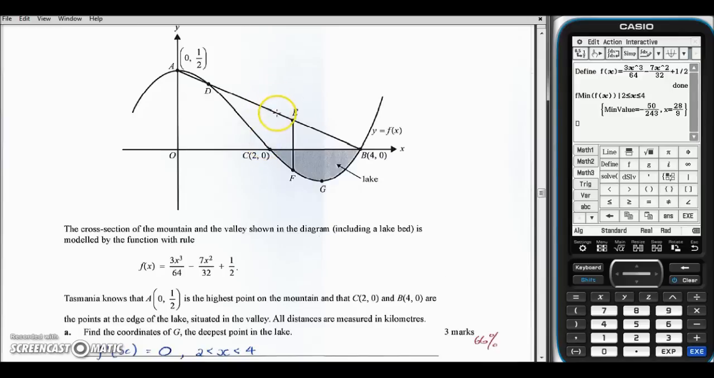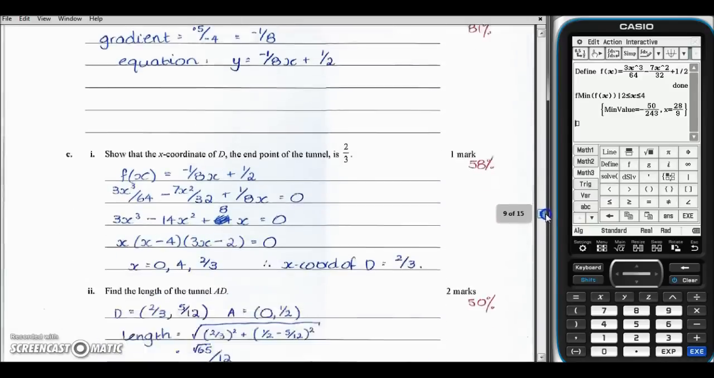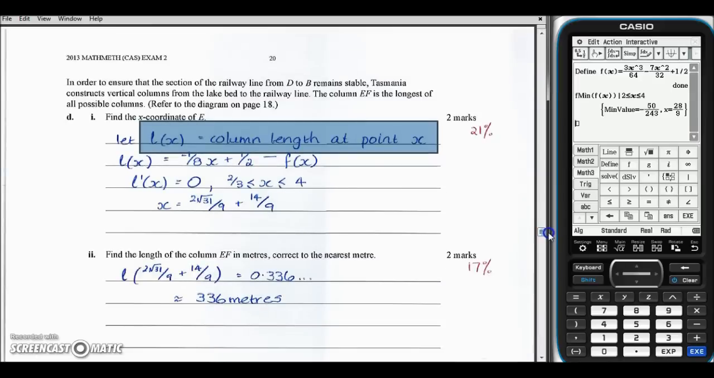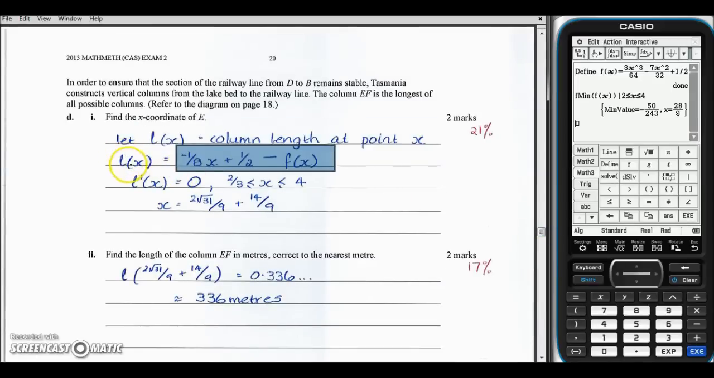So the y value there is going to be negative 1/8 x plus a half, and the y value here is going to be 3x cubed on 64, and so on. So I can get an expression for L by doing just that. L(x) is negative 1/8 x plus a half minus f(x). Then to get the extremum, we would need to differentiate that and set it equal to 0. Okay, so I'll use the calculator now.